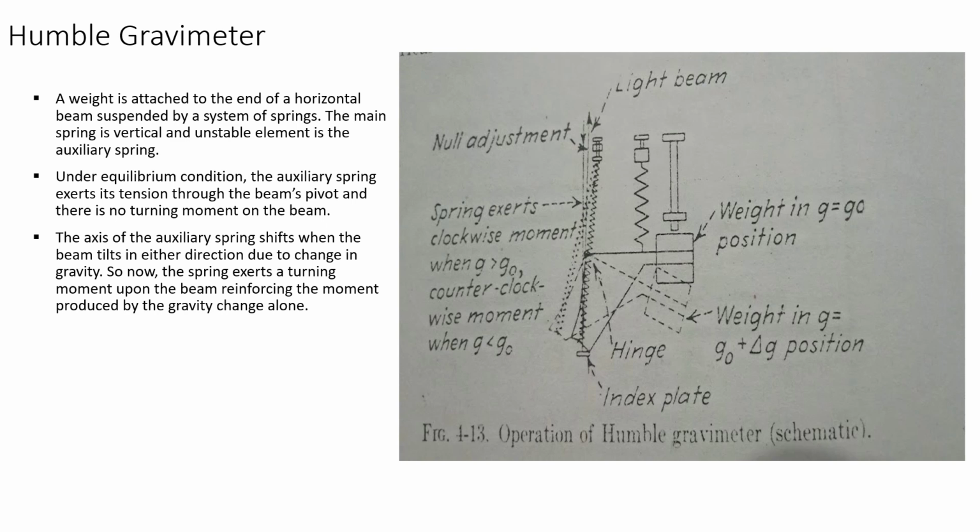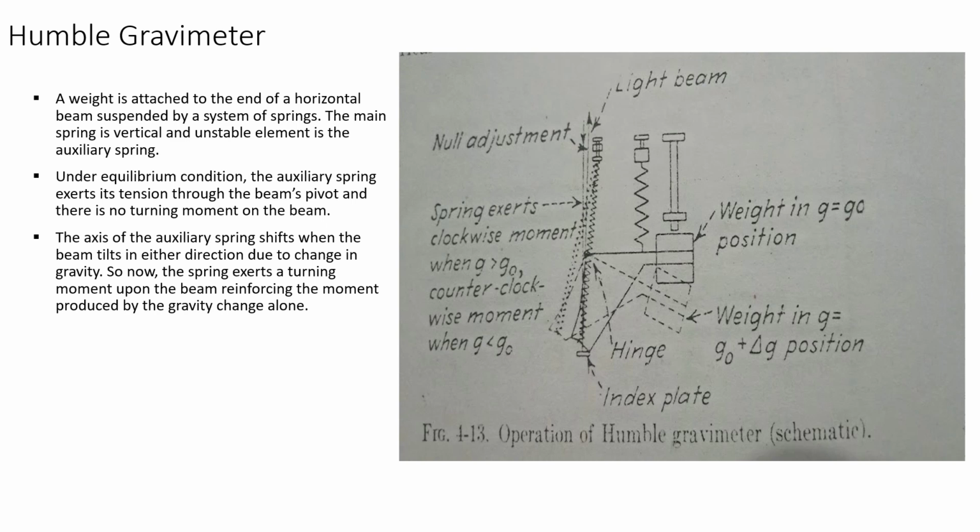So when the beam tilts because of small changes in the value of gravity, what happens is the axis of this spring also changes. The axis of the auxiliary spring shifts, and now there is some further tension within the spring, tension or compression depending upon where the beam has moved. Now this then exerts a turning movement on the beam which reinforces the displacement or the movement which has been produced by the gravity change itself.